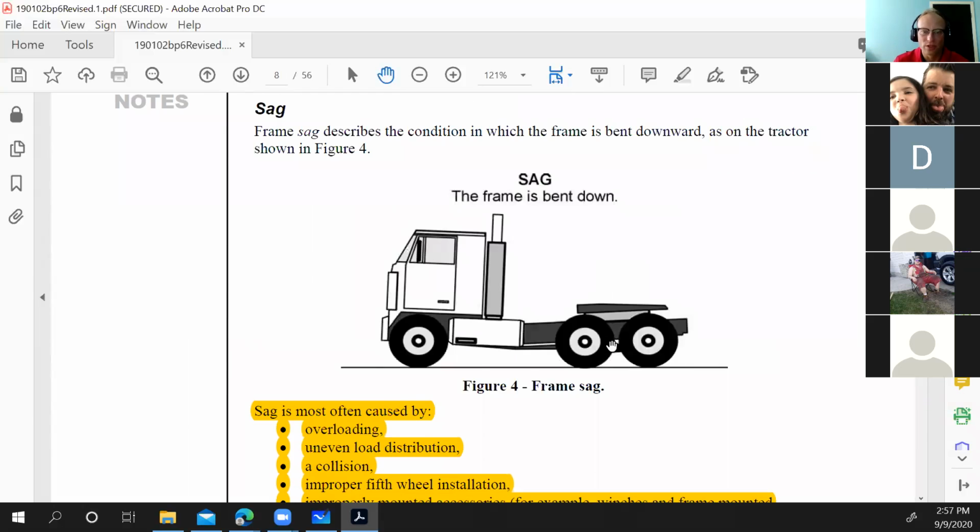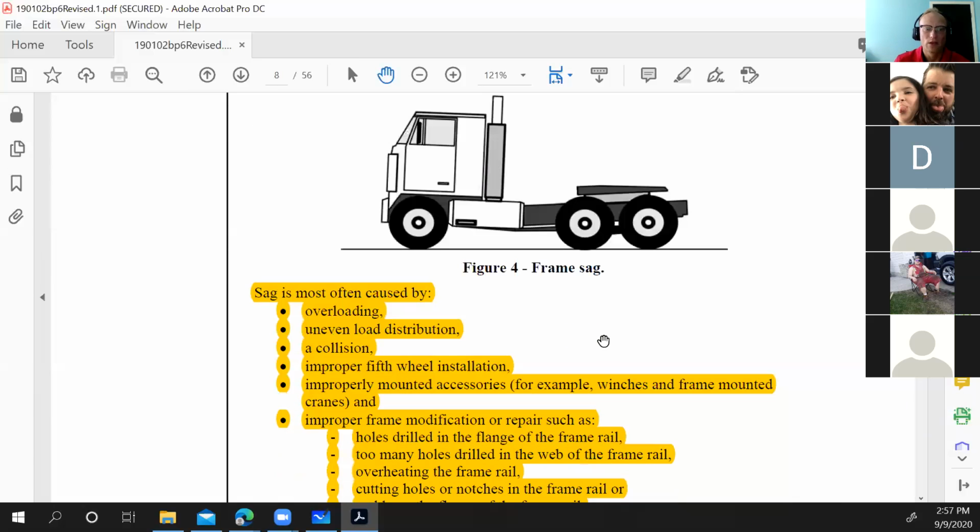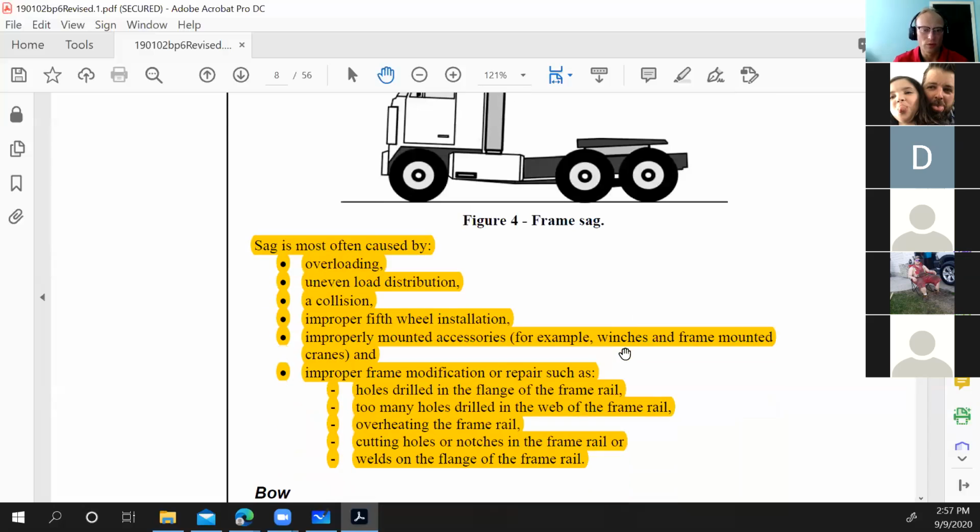Here we go. Here's what we're going to see on pickup trucks as they get older and older, a frame sag. This one is largely easy to do for operators, especially if they aren't paying attention. Causes are overloading, uneven loading or load distribution, improper fifth wheel installation or improper location of the fifth wheel. So that would be like uneven load distribution.